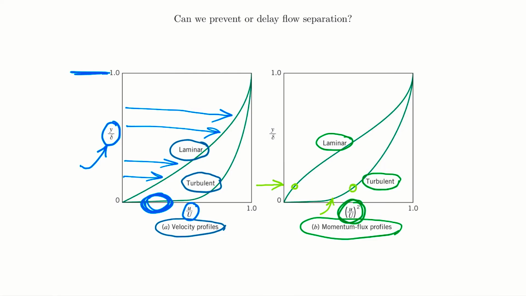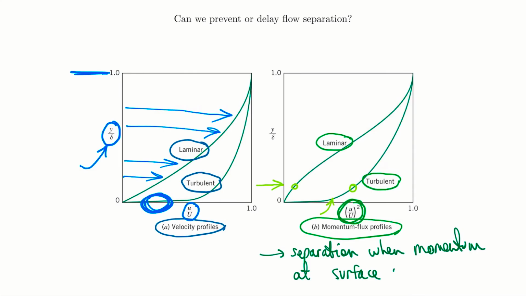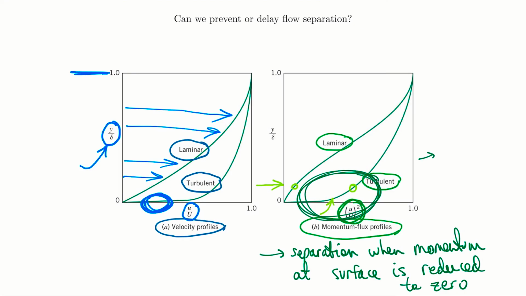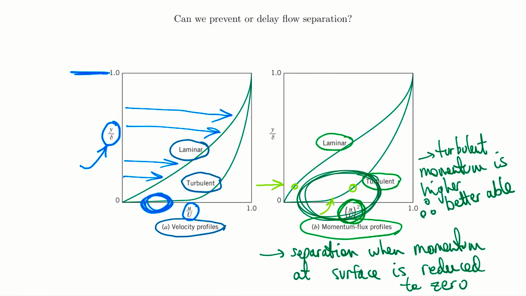So the separation occurs when the momentum at the surface is reduced to 0. And that's the kind of thing, hopefully you just jotted down, but let's just do it anyways. So separation when momentum at surface is reduced to 0. And so as we can see right here, the turbulent flows have quite a bit more momentum, right? And they're able to distribute that momentum because of the turbulence. So turbulent momentum is higher. Therefore, a turbulent flow is much better able to resist having separation.